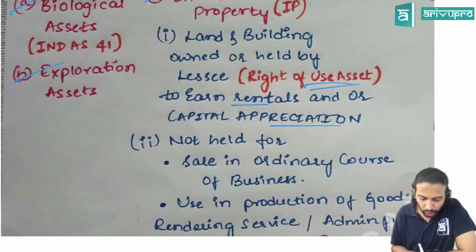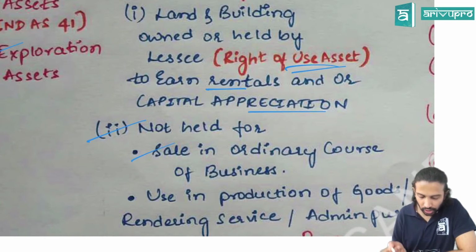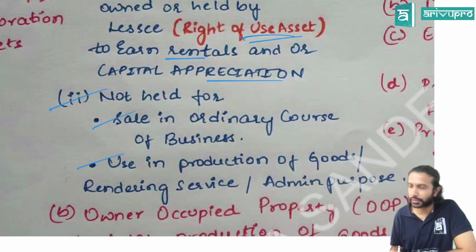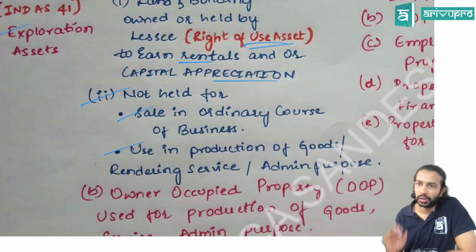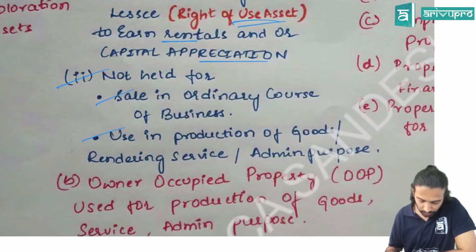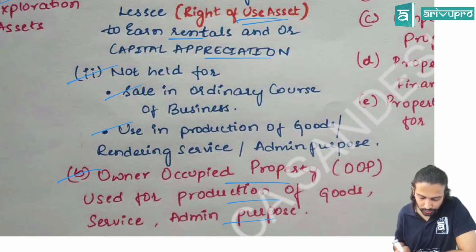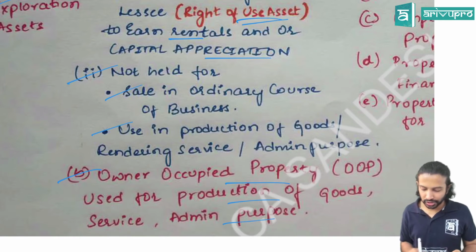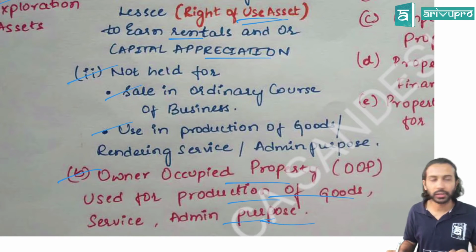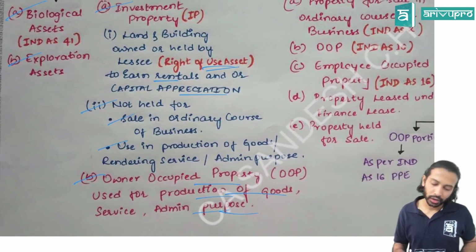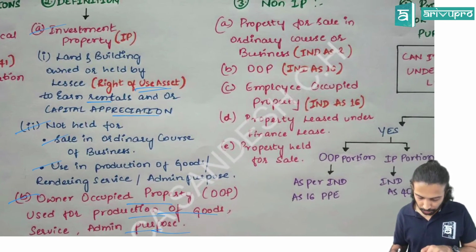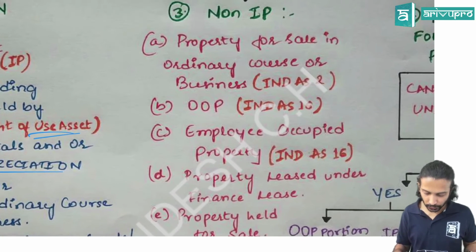Yes. And it should not be held for sale in the ordinary course of business, and you should also not use it for production of goods, rendering service or admin purpose. Because if you use it for production of goods and all, then it will become owner occupied property, yes or no? Owner occupied property means a property used for production of goods, rendering a service or administrative purpose, correct? Finance lease also you can bring in. We have actually brought it in somewhere else also, I guess. We'll check that. Okay.